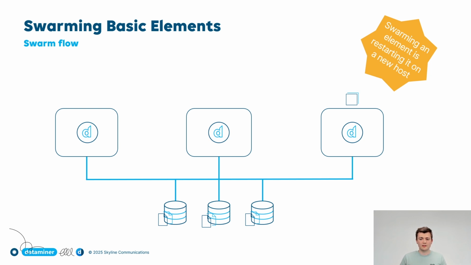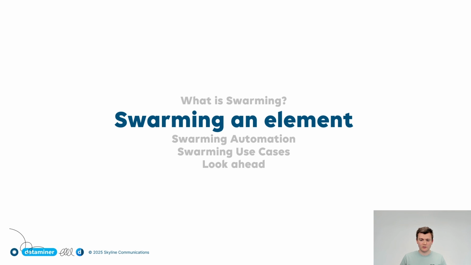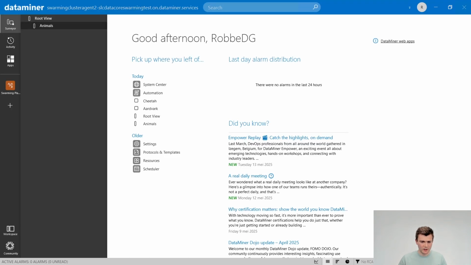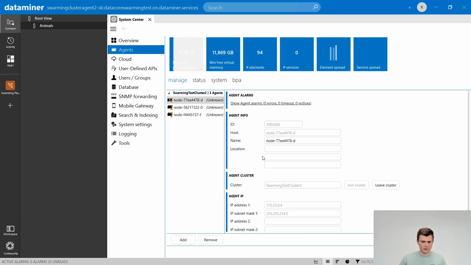So then let's swarm an element. Let's show it in practice. I have a Cube session open here on a DAS cluster, actually, so a couple of agents in a cluster. Now, depending on when you watch this, DAS clustering might or might not be available yet, so you have to follow along on your own cluster with swarming.